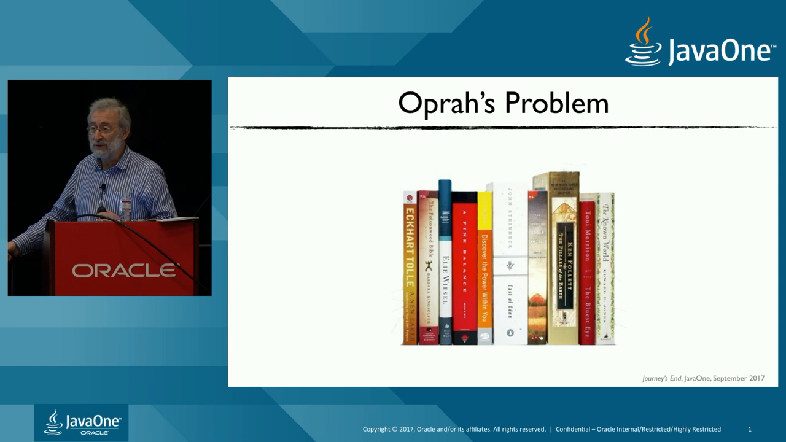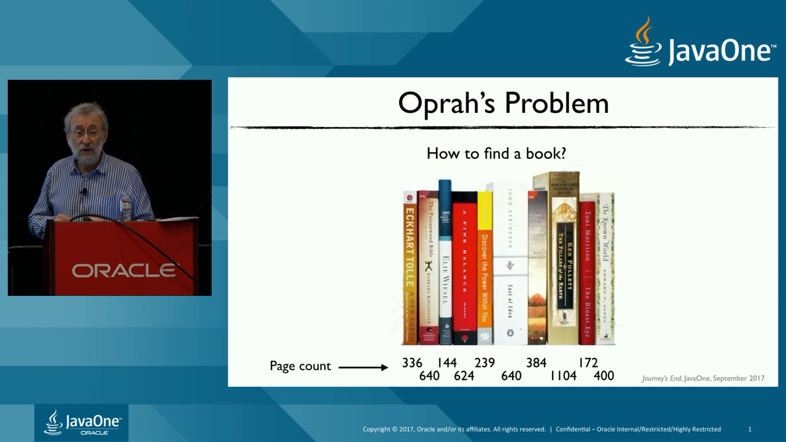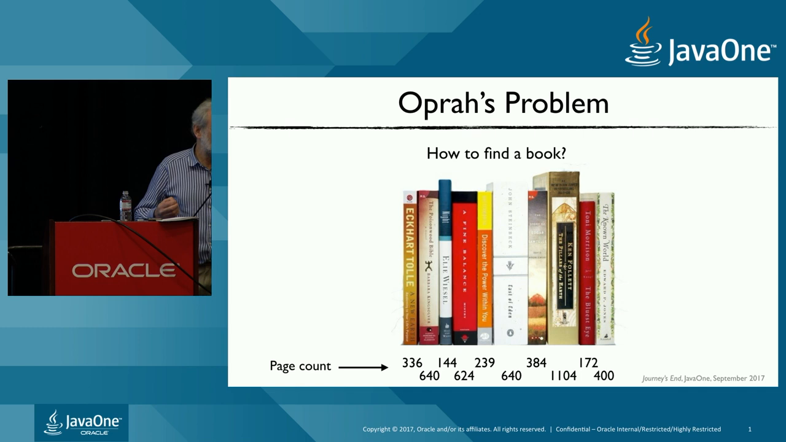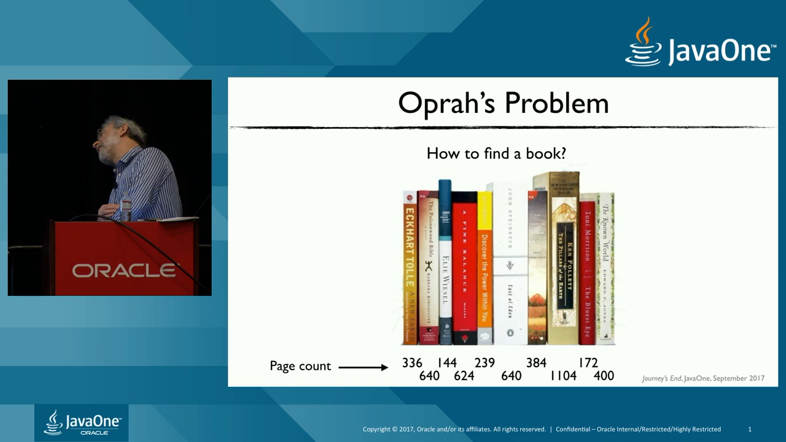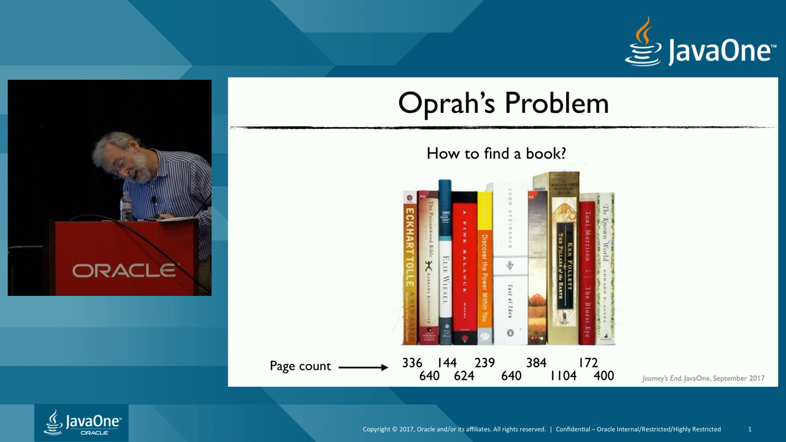And the idea of how we're going to solve Oprah's problem is we're going to provide her a map from the name of the book to its starting point on the shelf, right? We'll do that by calculating the cumulative thickness of all the books that precede it. The starting point of the shelf is obviously Eckhart Tolle, A New Earth, at the left hand end of the shelf, and then 336 pages further on she's going to find The Poisonwood Bible.